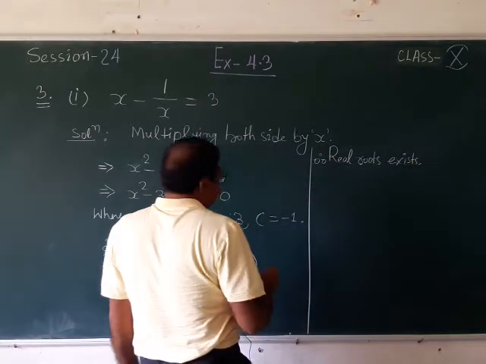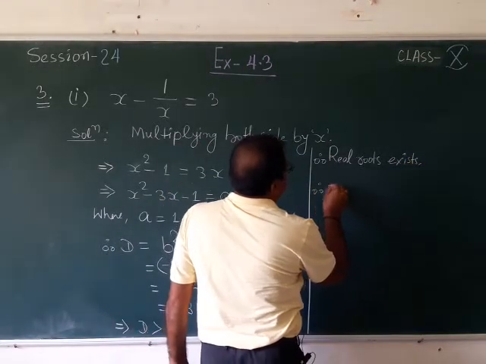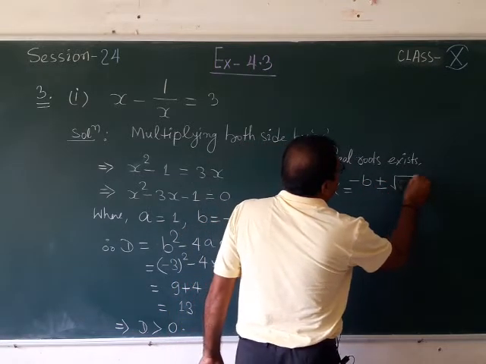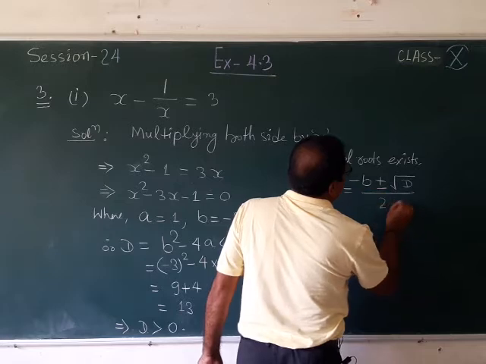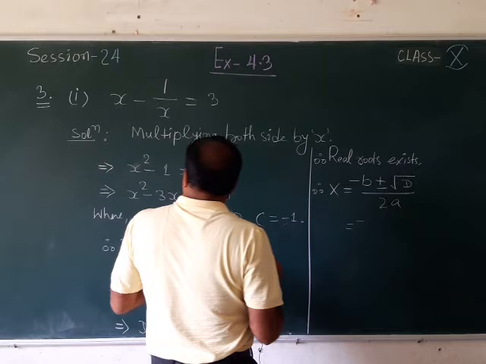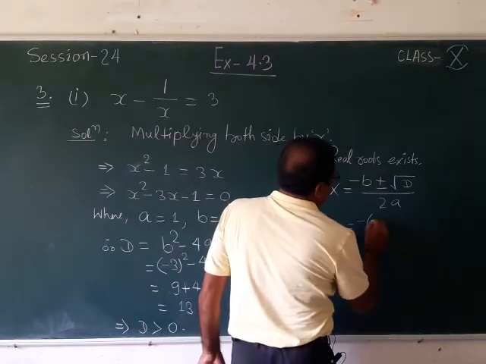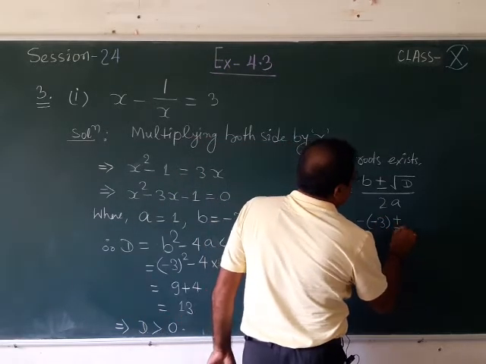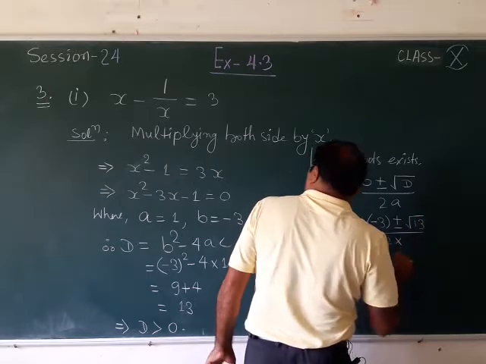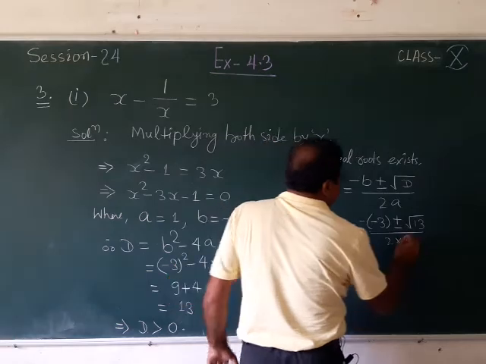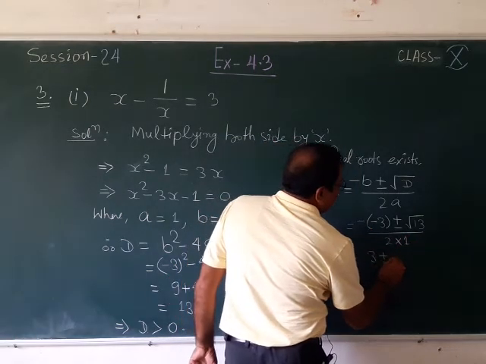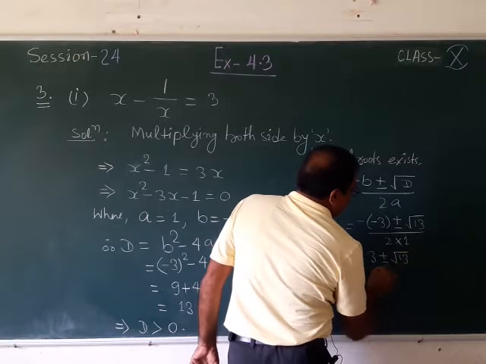If real roots exist, therefore we will find x equal to, you know the formula, minus b plus minus under root D upon 2a. Here minus b means minus, and the value of b is minus 3. You need to write it like that, and plus minus under root 13 upon 2 into the value of a, which is 1. So let us put 1 here. Then it will be 3 plus minus under root 13 upon 2.